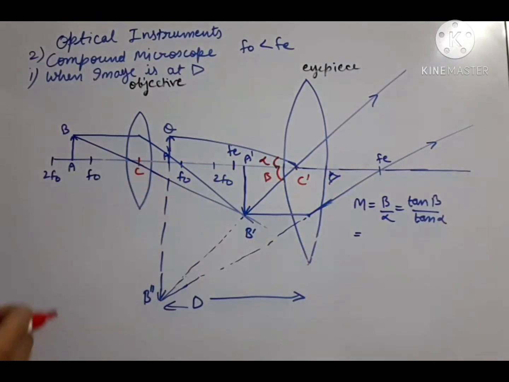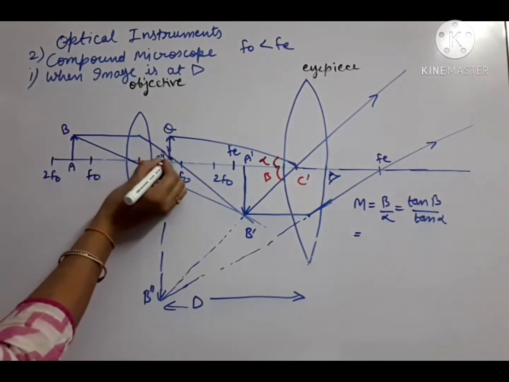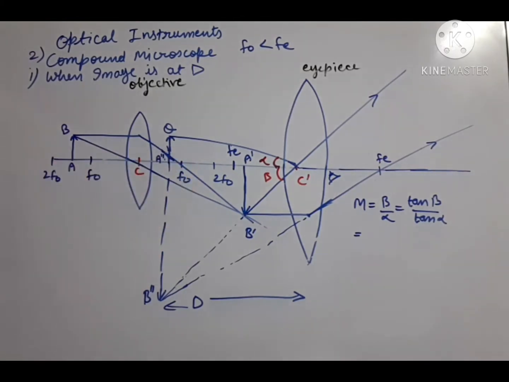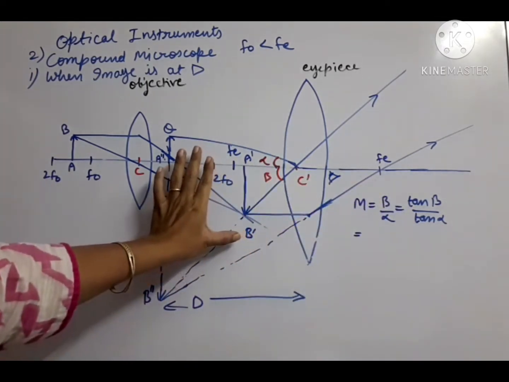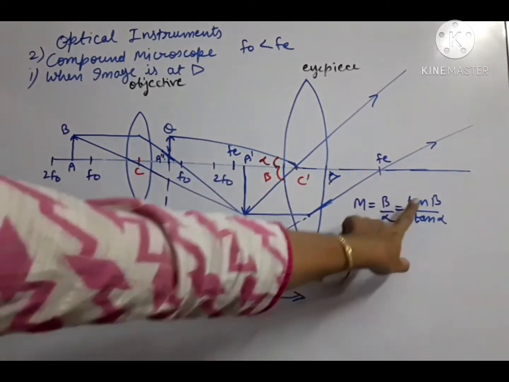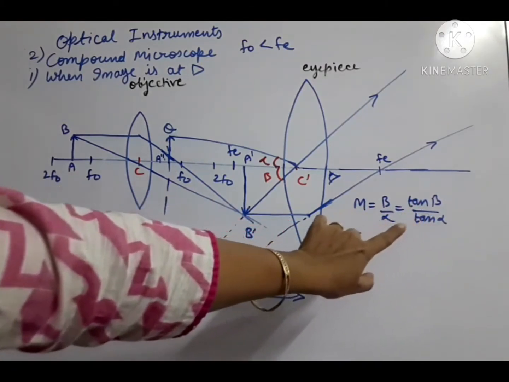This is our which point? This is our point A double dash. Let us write it clearly. This is the A double dash point. Now we will be calculating it with the help of these triangles. So beta means tan beta approximately, alpha means tan alpha. This is the approximation for small angles.